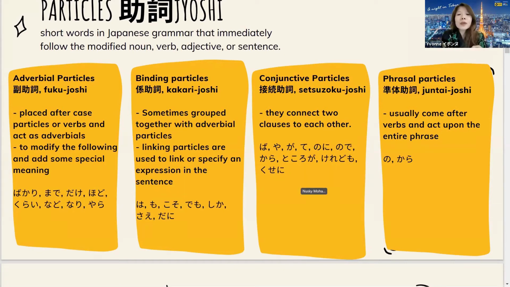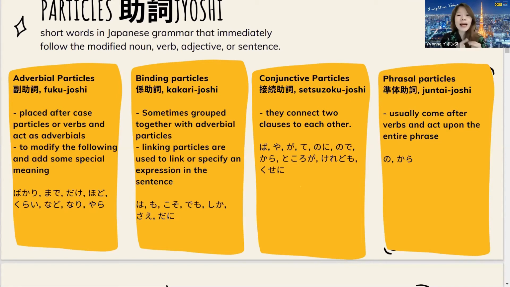Conjunctive particle, or they call it the setsuzoku joshi desu ne. They connect 2 clauses to each other, like ba, ya, ga, te, no ni, no de. Very important also. This is super important as well. This one always comes up in JLPT, and JLPT N5, JLPT N4 will always have this particular question on your grammar side.